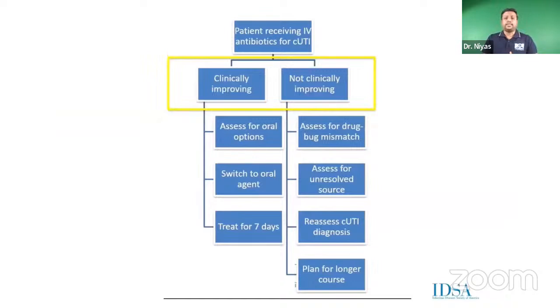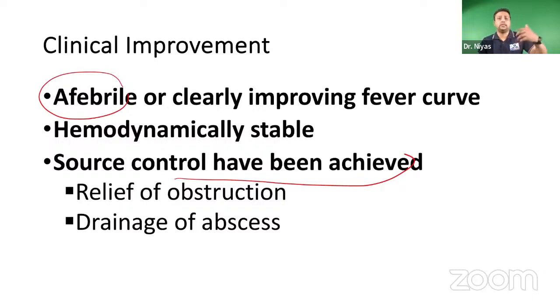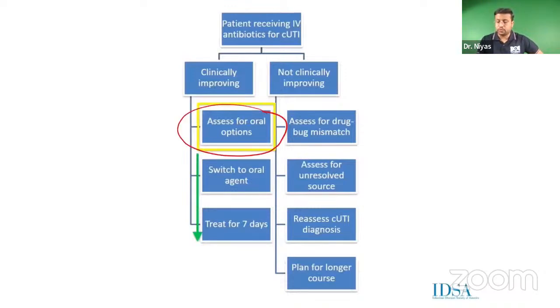Now, what if the patient is clinically improving? You have started the patient on, say, cefoperazone sulbactam, and the patient is clinically improving. And what does clinically improving mean? It means the patient is afebrile or his fever is coming down. Definitely, the patient has become hemodynamically stable, his BP is okay, there are no supports, and source control, if needed, has been achieved. That is, if there are any stones, stenting has been done, and if there is an abscess, drainage has been done. So if these 3 criteria are met, that is, the patient is afebrile, hemodynamically stable, and source control has been achieved, then you can assess the patient for oral options.